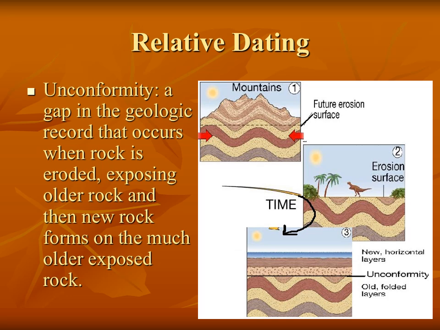Also in relative dating, there's something called an unconformity. An unconformity is a gap in the geologic record that occurs whenever you have rock that's eroded, exposing older rock, and then new rock forms on the much older rock. So what happens is you have a layer of rock that essentially disappears because of erosion, and then a new layer forms on top of it. That's called an unconformity, because you know that something was there, you just don't know what.